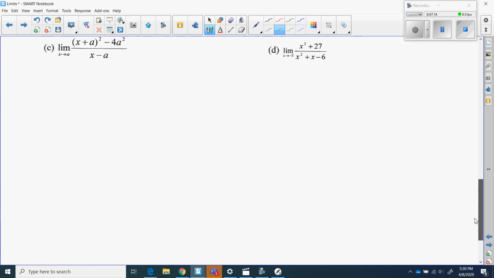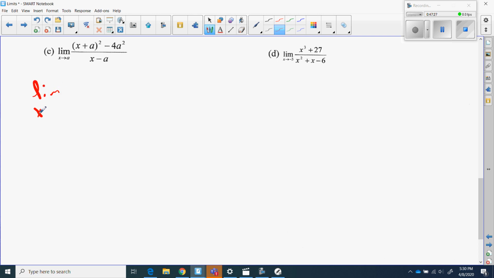Bottom 2. Well, we've done one very similar to this back on a slide ago. Difference of squares. Let's use factoring. Limit as x approaches a. Square root of the first is x plus a. Subtract the square root of 4a squared, which would be 2a. That's the first factor. Square root of the first plus square root of the second.